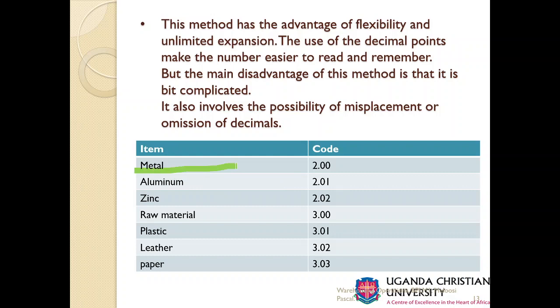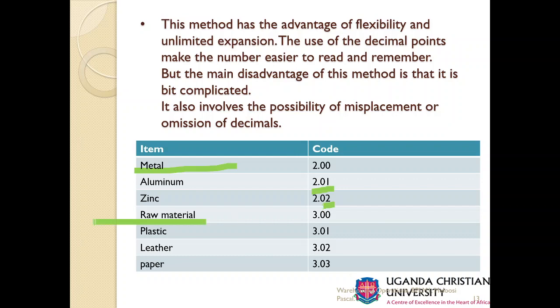Metals, all metals are going to be coded with, starting with 2.0. How many metals are there? It is an aluminium metal, 2.01. Zinc, 2.02. Iron, 2.03. This one works better for us. It simplifies the whole process.